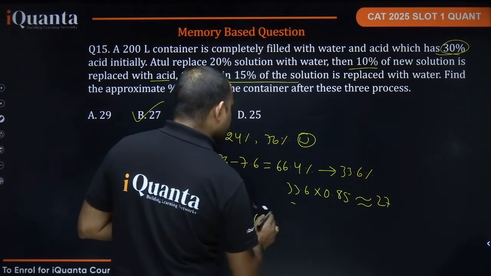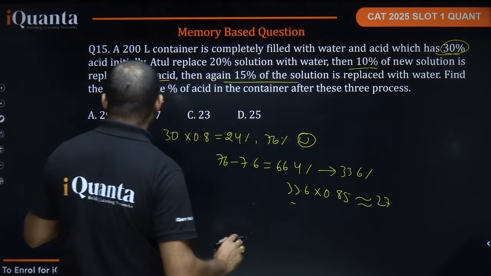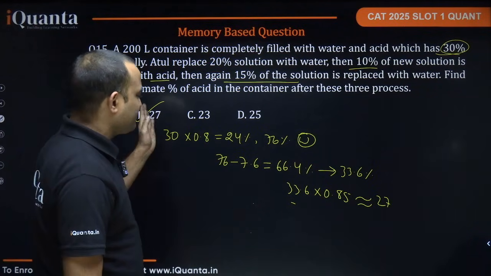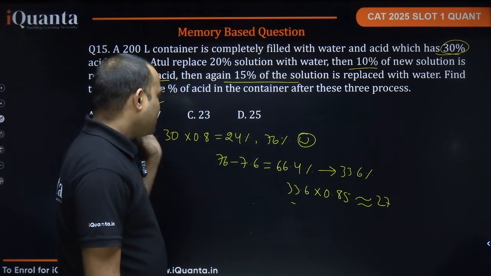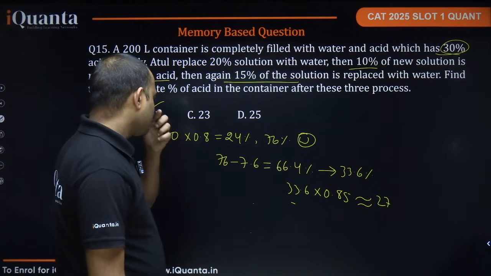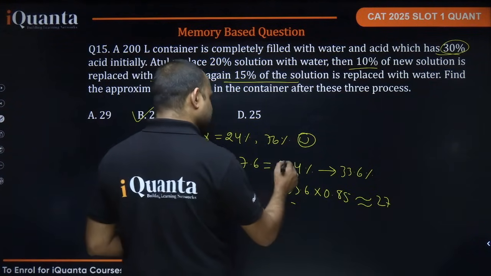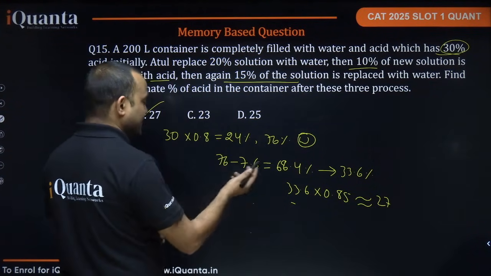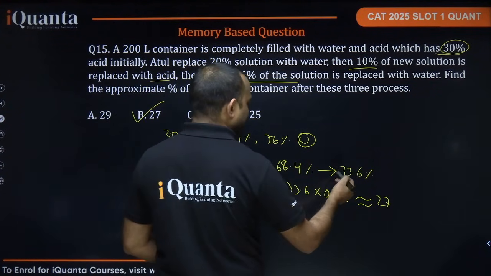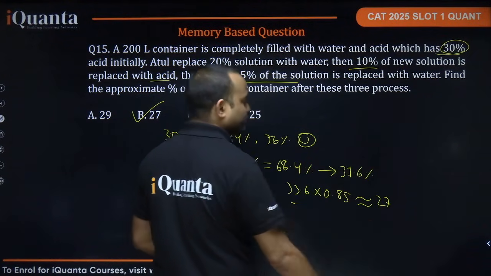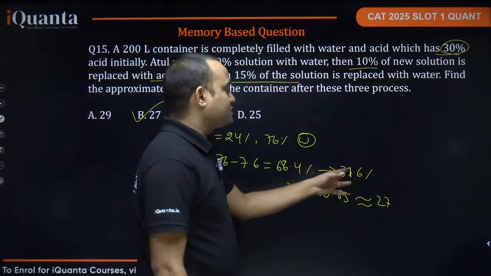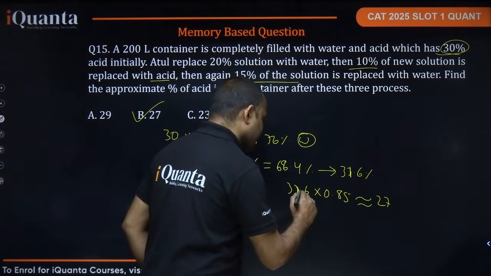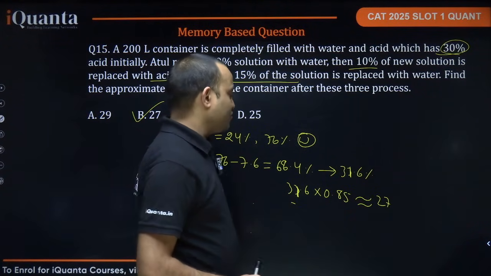Some calculation, I think, some calculation mistake must have been done above. But the answer is, guys, the answer is 27. The method is also correct. Okay, this should be 68, right? This should be 68.4, and then it was 31.6, correct? And then 15% of this 31.6. If you remove 15%, you get 27.